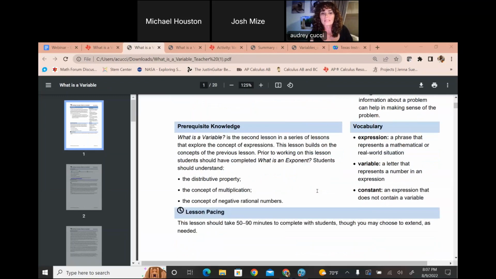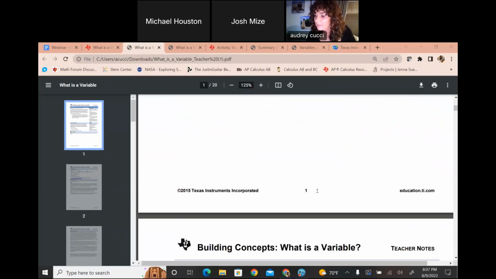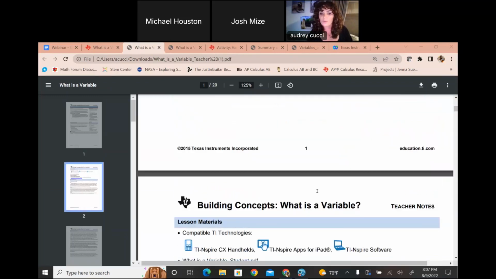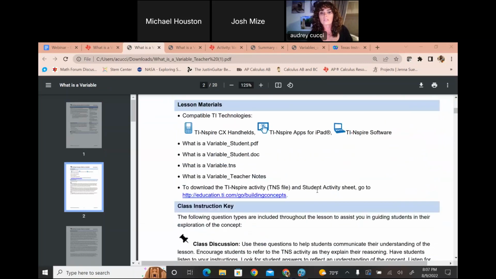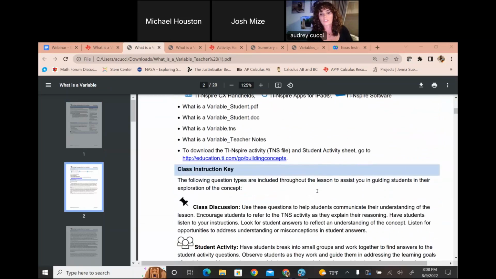They do give you a lesson pacing. Now, I would say this is if you're teaching it right from the get-go and the kids know nothing about expressions, variables, constants. If I was using it in an Algebra 1 classroom, it would be a reintroduction, so it may certainly go quicker. And then on page 2, we start to see the suggestions and how they suggest you use it. They suggest you do this activity in small groups within your classroom.